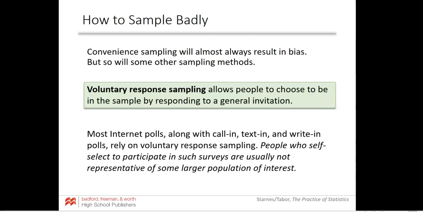If you ever had a TV show say, hey, call in or text and make your vote, well, that's a voluntary response. You're selecting yourself to be part of the survey or whatever it is you're asking. And so that's not usually going to be a representative group. The group that self-selects themselves is not usually good.